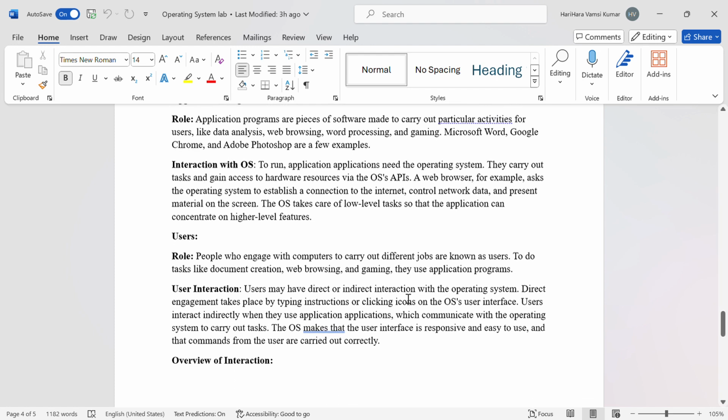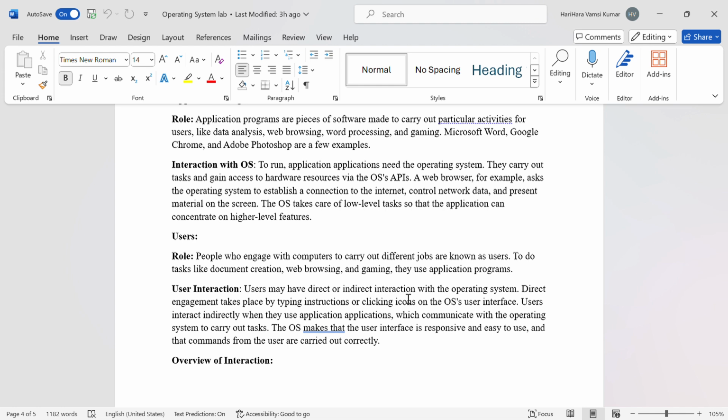Users. The role of users: people who engage with computers to carry out different jobs are known as users. To do tasks like document creation, web browsing, and gaming, they use application programs.